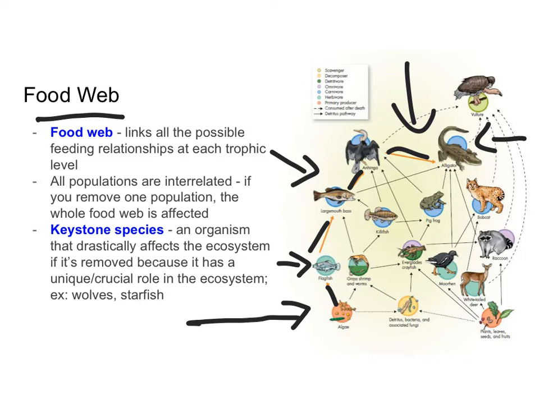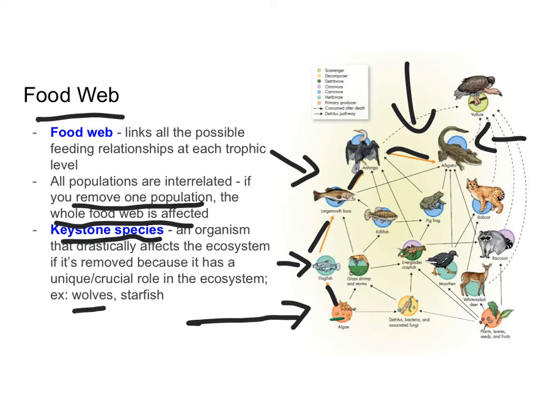Now, an interesting thing about food webs is if you remove one species, the whole food web will be affected because everything is interrelated. And along those lines, we have this vocabulary word called the keystone species. A keystone species is an organism that drastically affects the ecosystem if it's removed because it has a really unique or crucial role. So some examples.